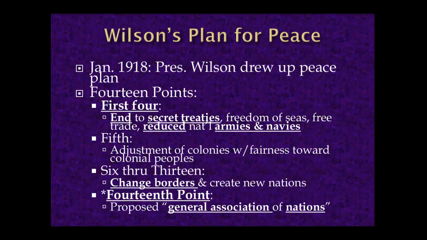Woodrow Wilson has this plan for peace. His big idea is self-determination, letting countries decide what's best for them. His peace plan is called the 14 points, and the first 4 points have to do with getting rid of secret treaties, freedom of the seas, free trade, reduced national armies and navies. So these first 4 are kind of dealing with militarism, alliances, nationalism, trying to solve those 4 causes of the war.